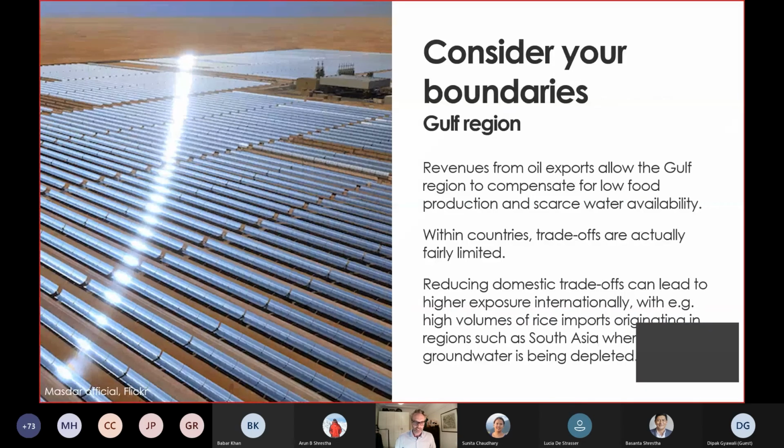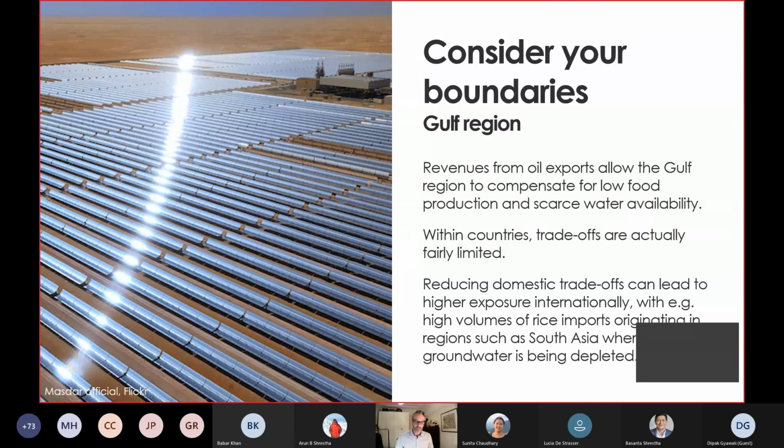A third example from a study for Kuwait and the wider Gulf region is to consider clearly your boundaries. What are you looking at spatially? Are you looking at just one region, one country, or should you look broader and take into account international linkages? And what we see for the Gulf is that actually within countries, trade-offs are fairly limited, even though it's obviously very dry. There's not much food production in many of these countries, but there never has been. So that is not really a trade-off.